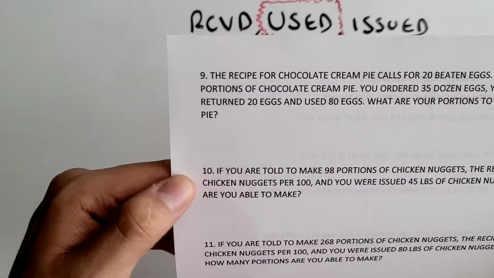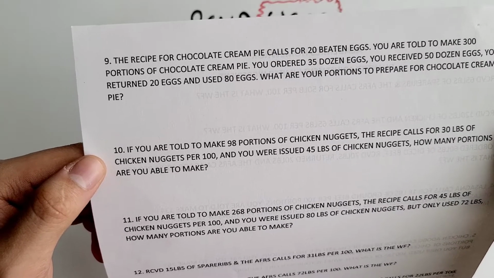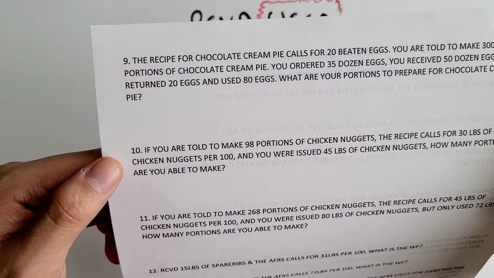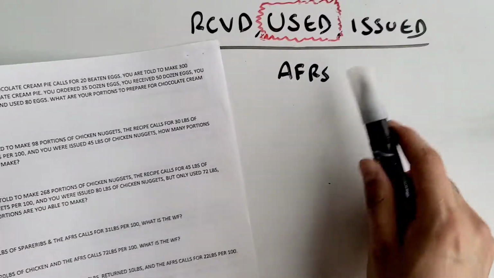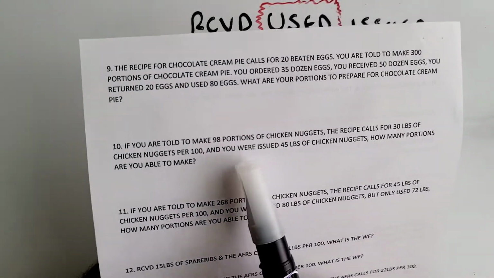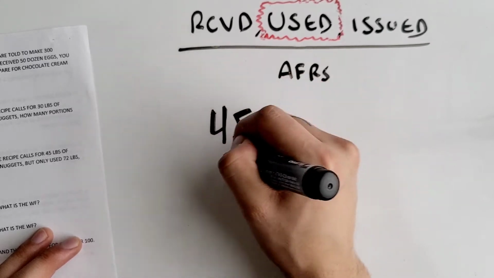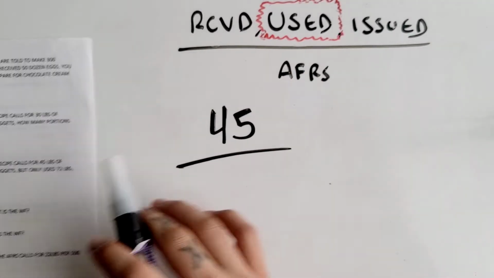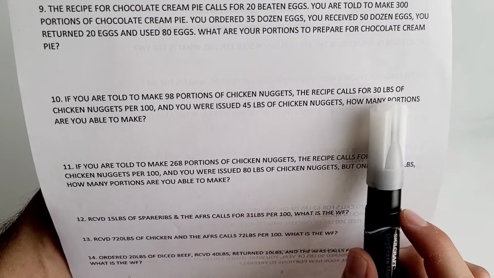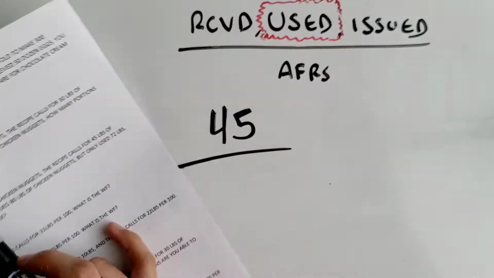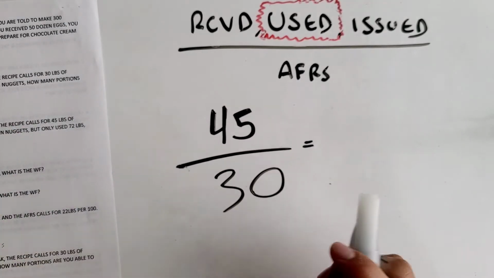So number 10, it says, if you're told to make 98 portions of chicken nuggets, the recipe card calls for 30 pounds of chicken nuggets per 100 portions. You were issued 45 pounds of chicken nuggets. How many portions are you able to make? So again, issued, it says you were issued 45 pounds, so that number is going to go on the top. So 45 divided by your AFRS, what your recipe card calls for. And it says the recipe calls for 30 pounds of chicken nuggets per 100 portions. So your 30 pounds is going to go at the bottom. And all you got to do is just divide these two numbers together.